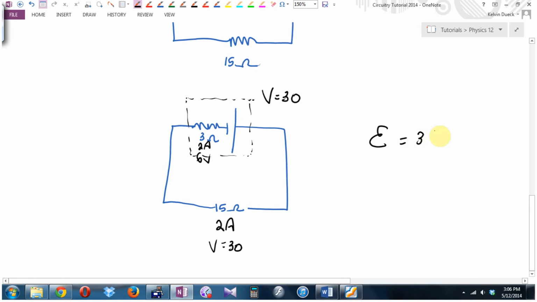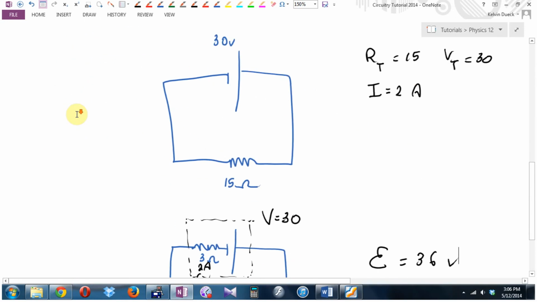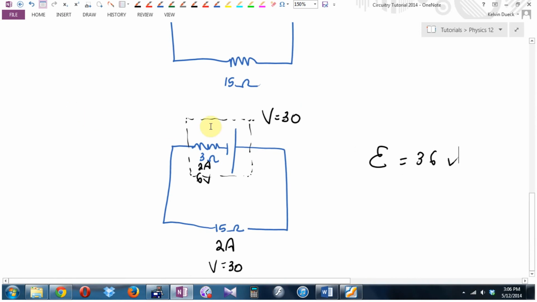36. To me, in some ways, that's a better way to understand this than to fall back on the formula here. I mean, the formula works, fair enough, and it also works if we're recharging, fair enough. But I really just think about it like that. I think of it as an extension of my ski hill analogy and Kirchhoff's laws. This would have to have an EMF of 36 volts if you knew you were getting 30 volts and 2 amps in that bottom resistor. Has to.